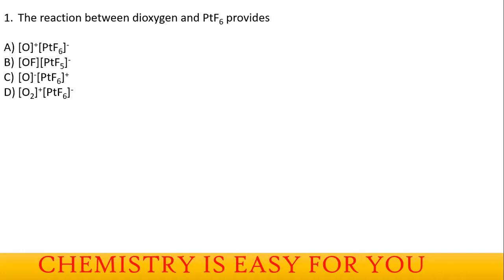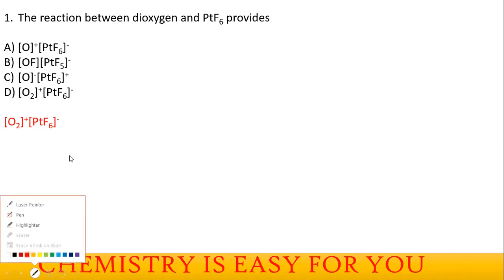The first question today is: the reaction between dioxygen and PtF6 provides. So we have four different options here with different species. The answer here is O2+ and PtF6-. So the reaction between dioxygen and PtF6 provides this particular species, which is O2+ PtF6-.